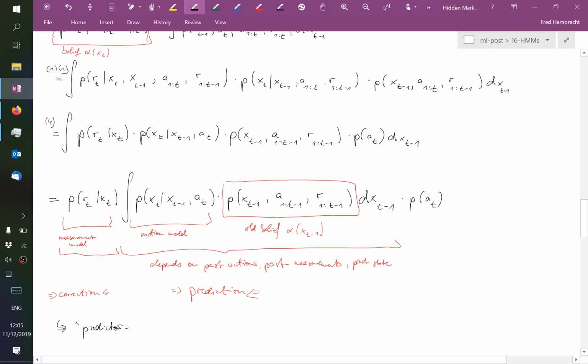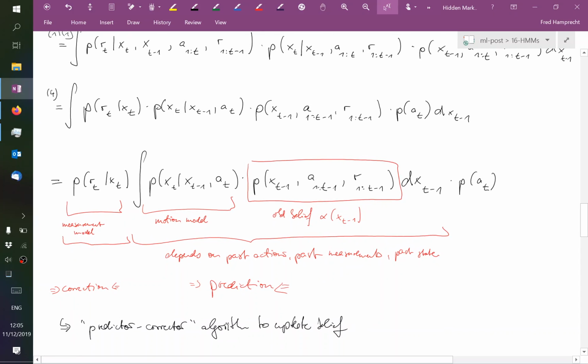So altogether, this is called a predictor-corrector algorithm. In our case, it updates the belief of where I am, given my past belief, and given my new measurement and the motion model. All right, here it's the predictor-corrector algorithm.